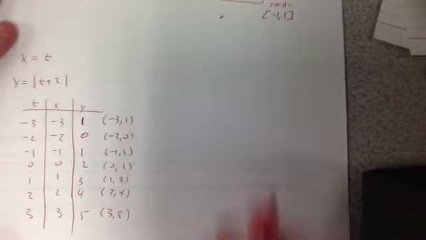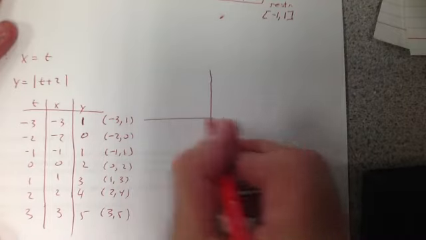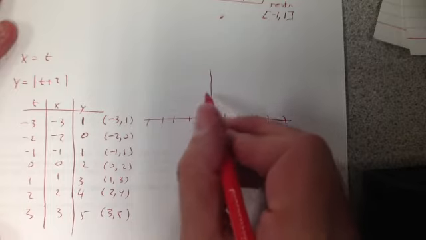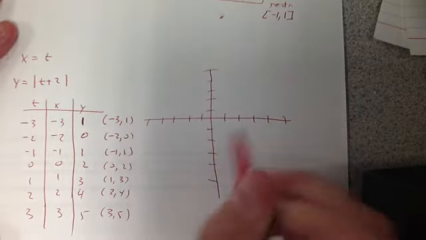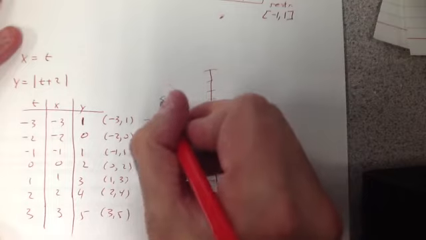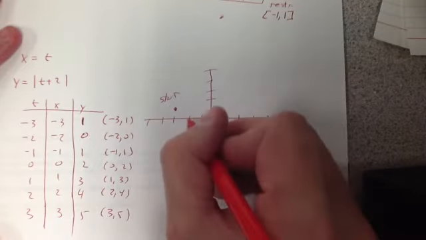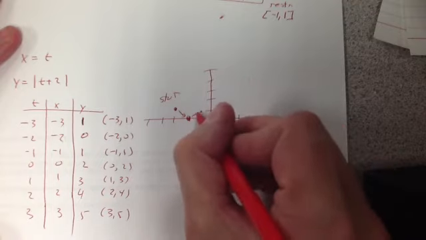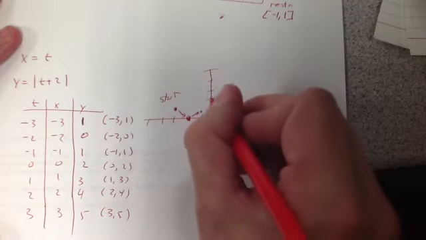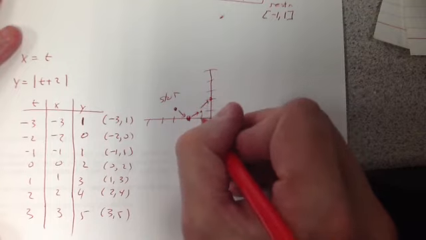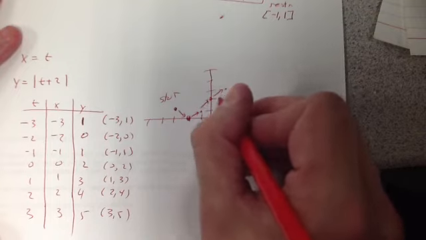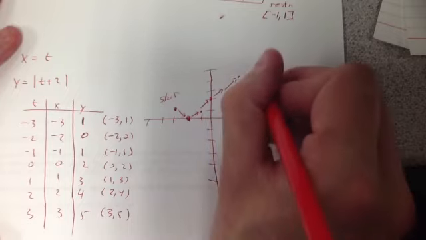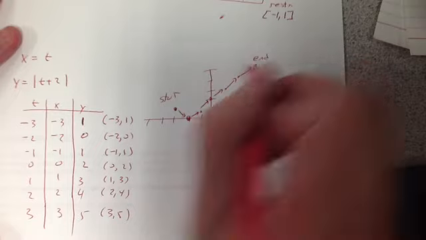And I'm going to graph these. Negative 3, up 1, this is where I start. Negative 2, 0. Draw your arrows, negative 1, 1. Oh, look, we're going back up. It's not a parabola this time. 0, 2, it's more linear. 1, 3. 2, 4. 3, 5. And there's where we end.